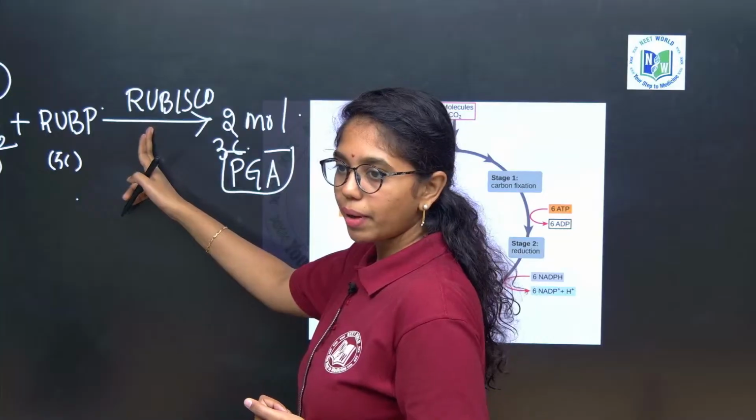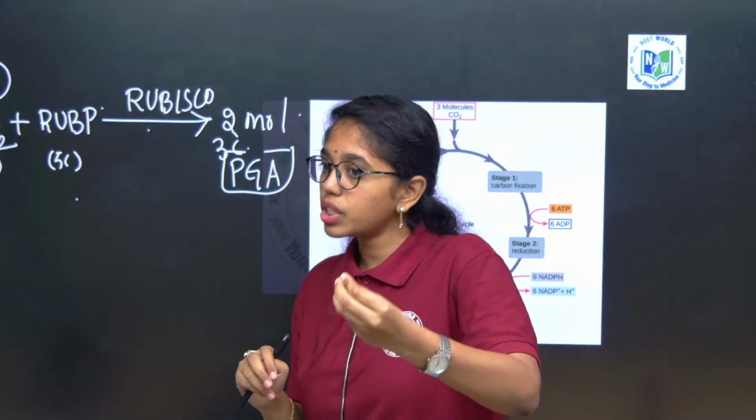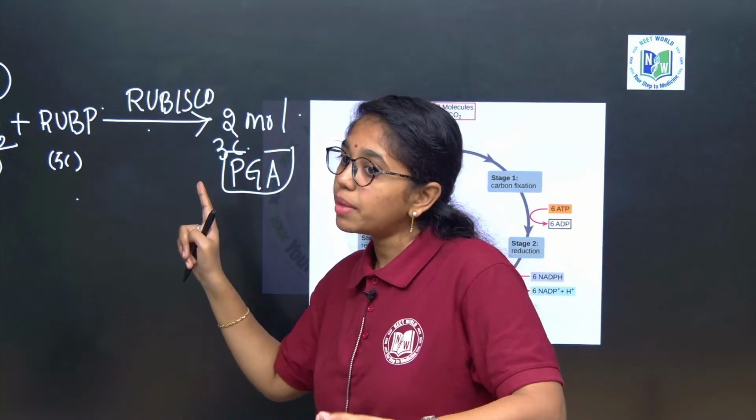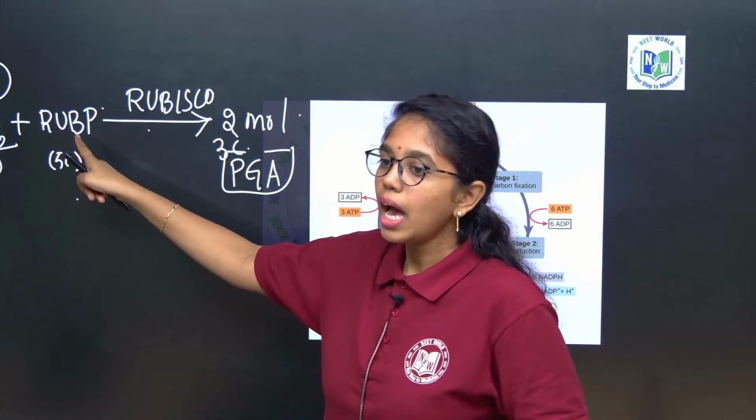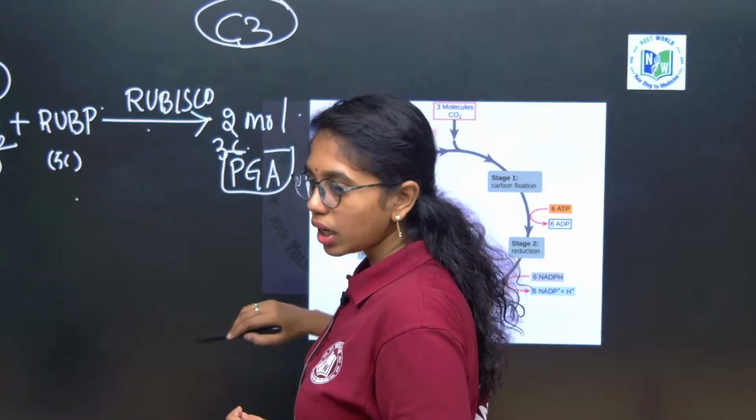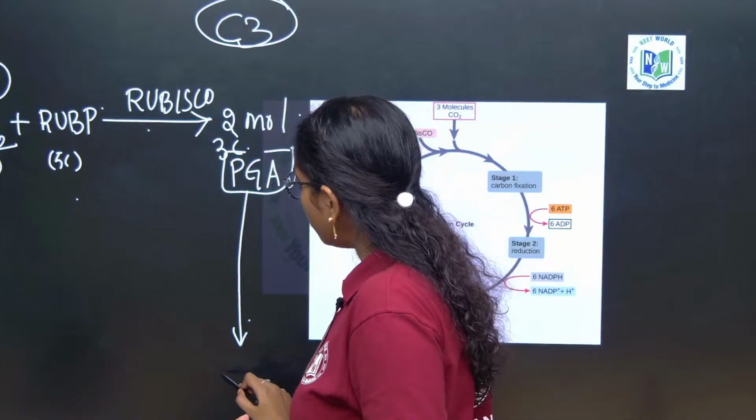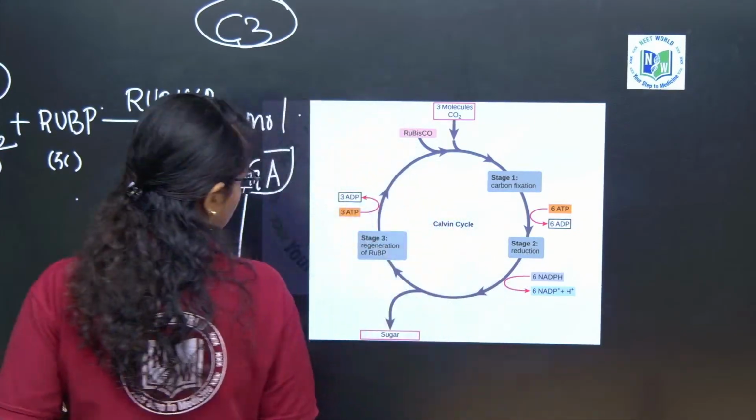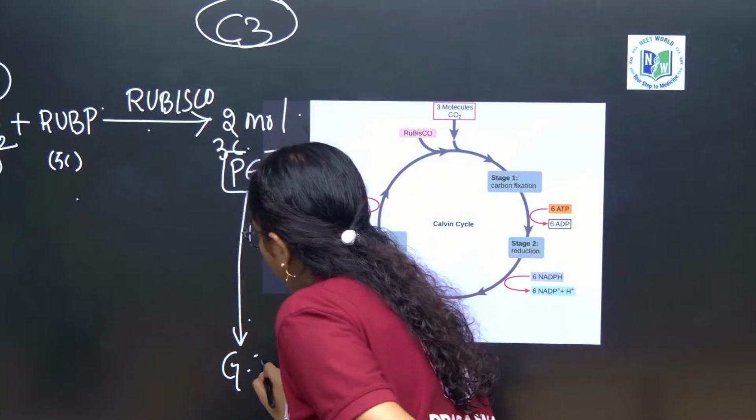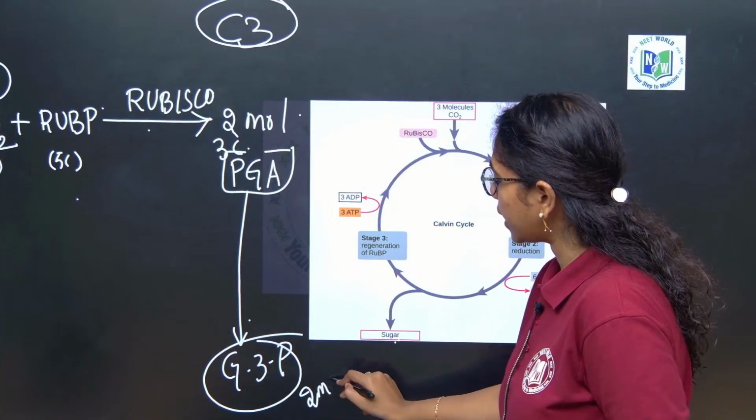This is mediated by what? If in your question they ask what is the enzyme that is fixing carbon dioxide, your answer should be rubisco. What is the acceptor of carbon dioxide? Your answer should be RuBP in the C3 cycle. Now, this 3-phosphoglyceric acid is reduced to 2 molecules of glyceraldehyde 3-phosphate.